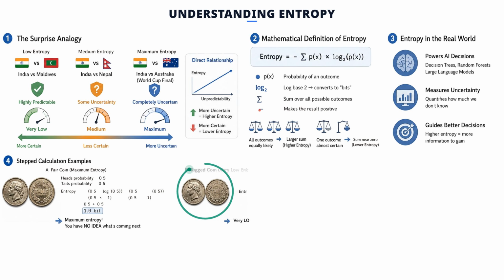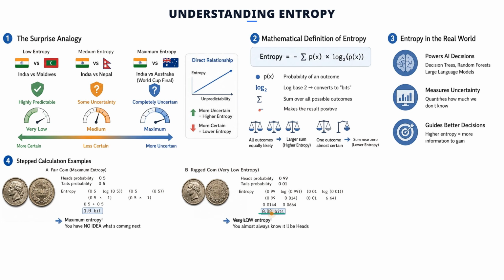Next, let's look at a rigged coin. Here the probability of heads is heavily skewed to 0.99, leaving tails at just 0.01. When we run the math, because one outcome is so overwhelmingly likely, our surprise level drops significantly to about 0.08 bits. This is very low entropy since we almost always know it will land on heads.